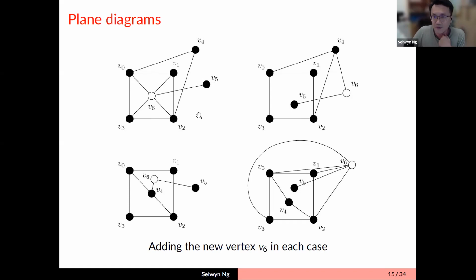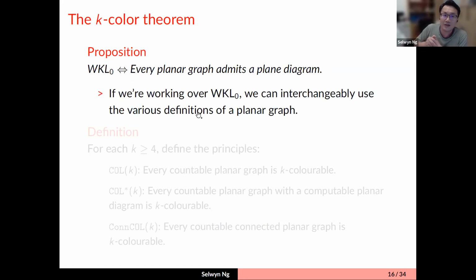In fact, one can generalize this little trick to show that WKL is equivalent to the statement that every planar graph has a plane diagram. That means that if we are working over WKL, we will just interchangeably move between the different definitions of a planar graph.